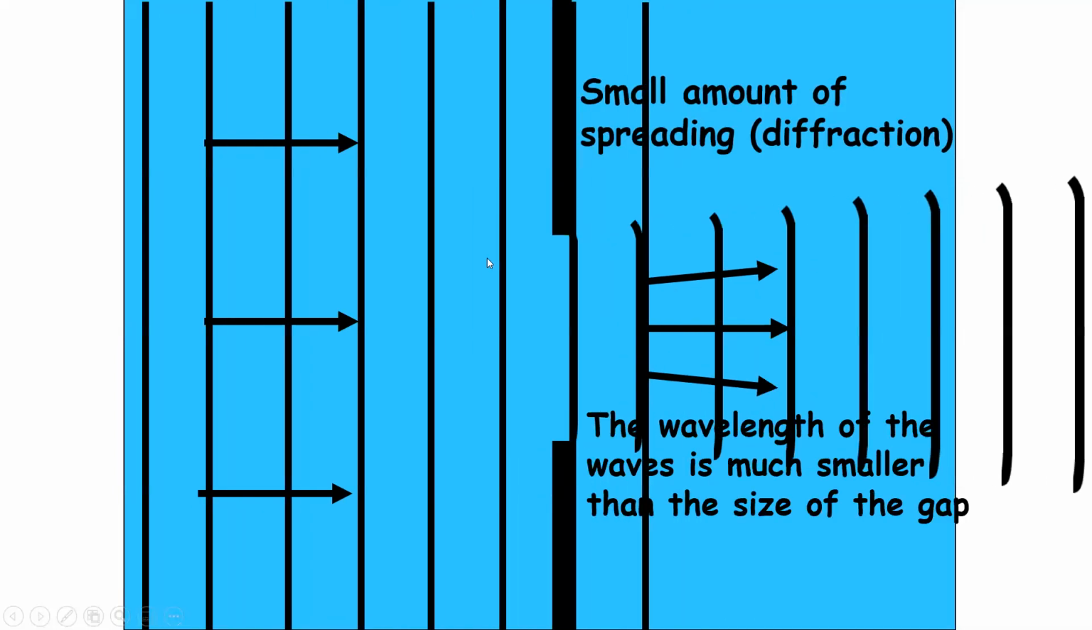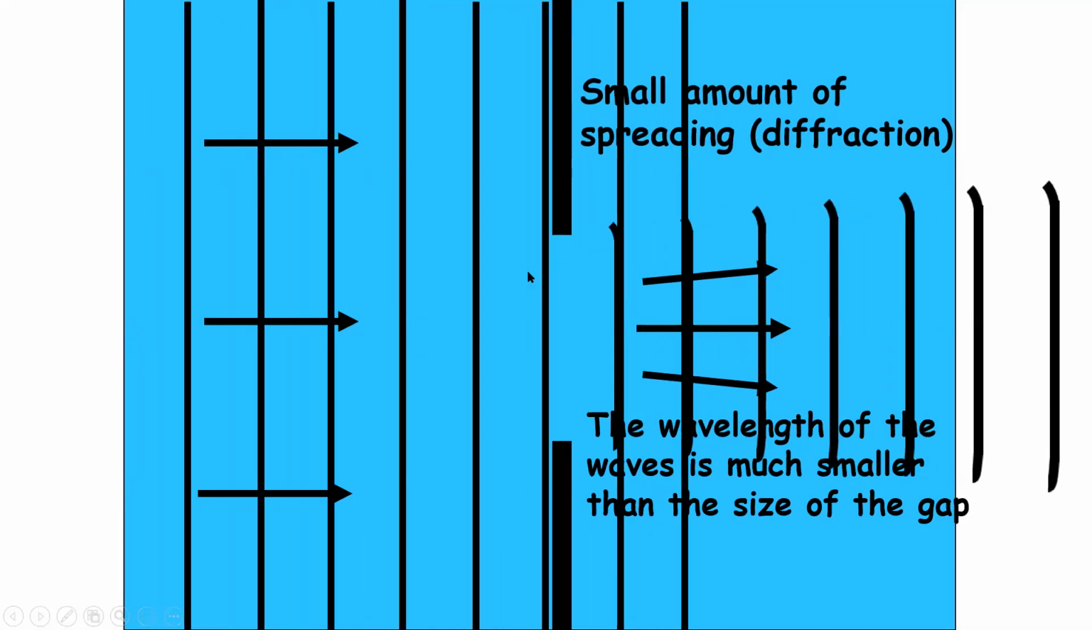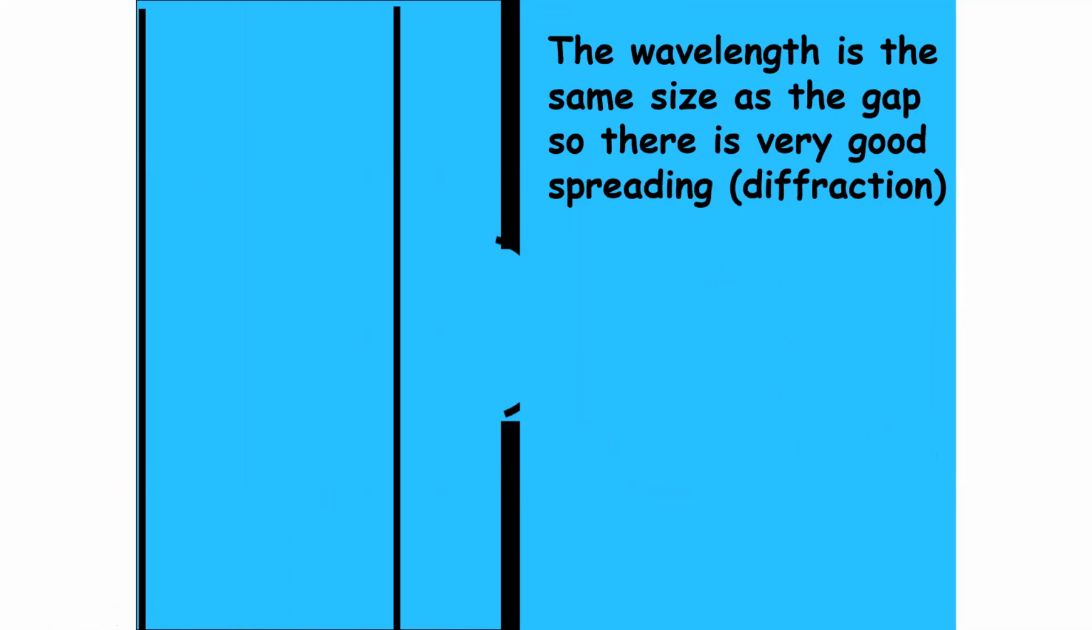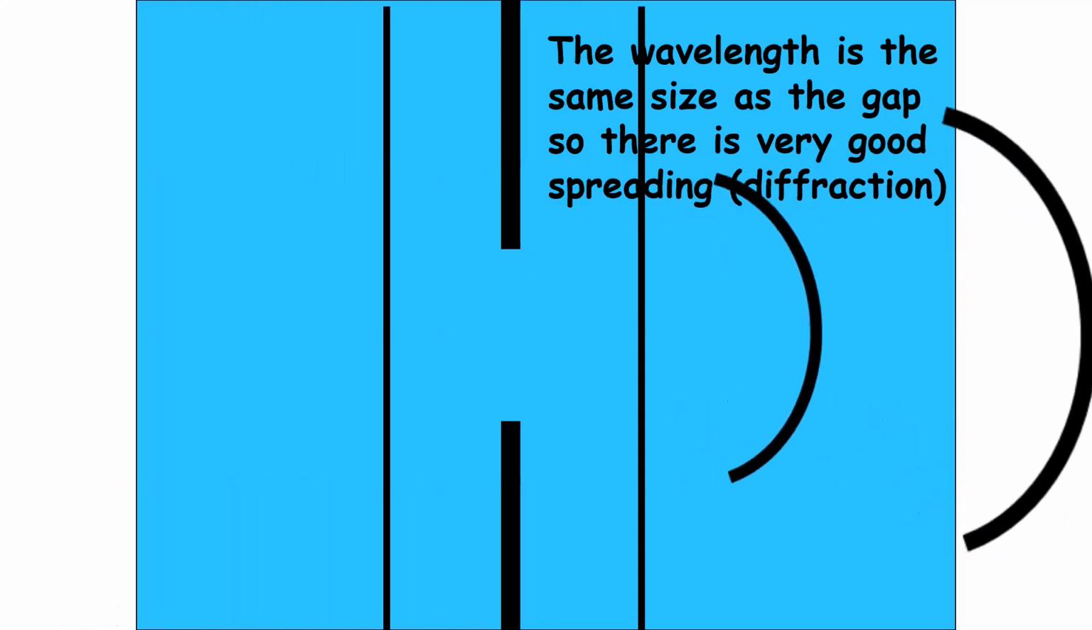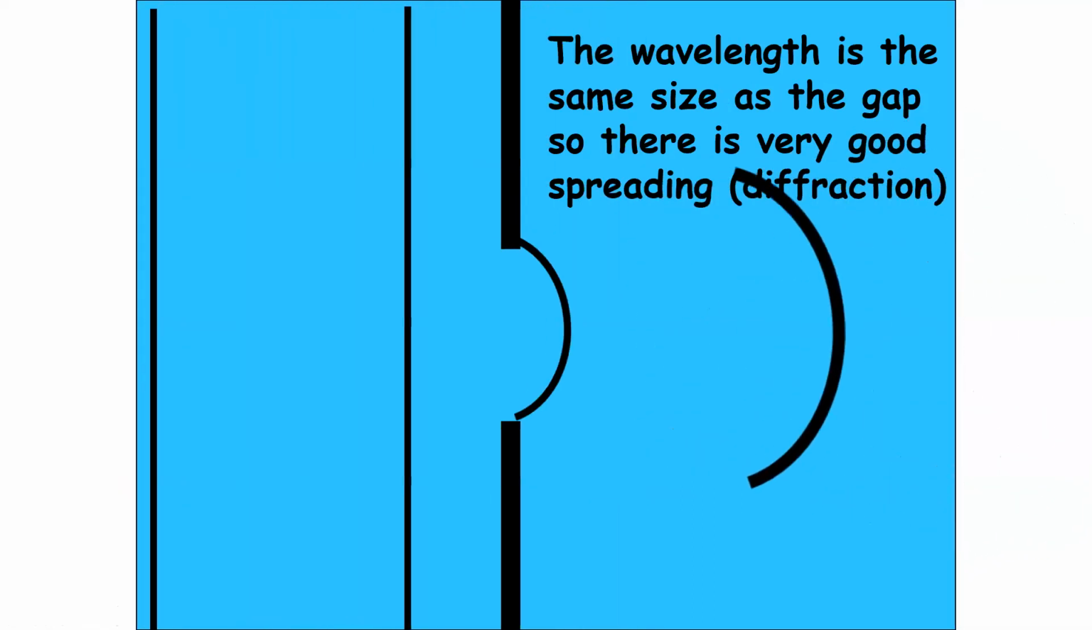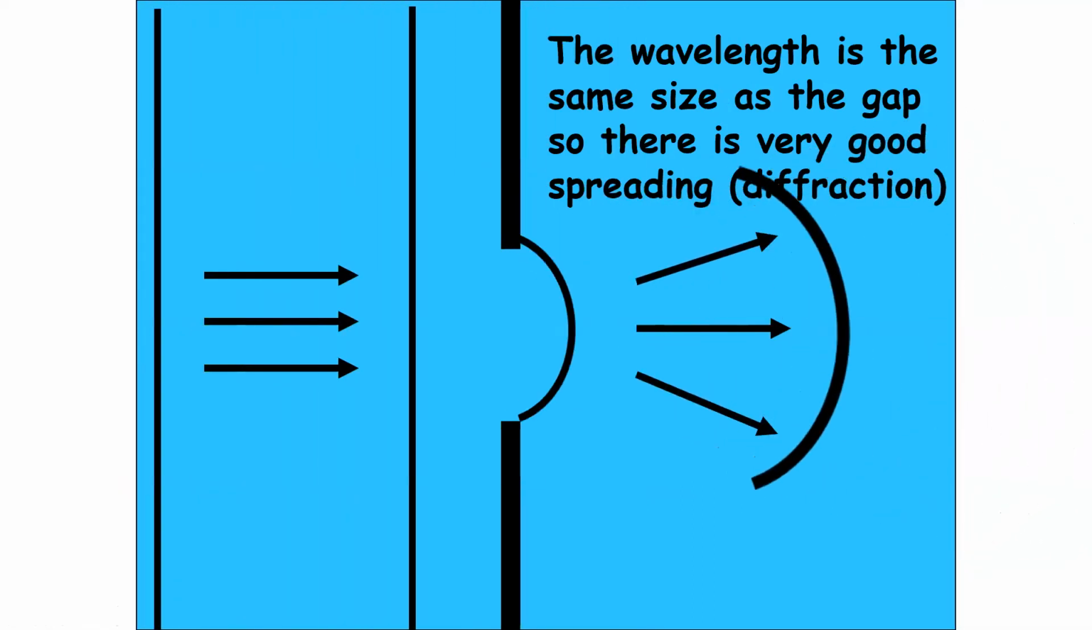The wavelength of the wave is much smaller compared to the gap size. But if the wavelength is the same size as the gap, there will be a greater amount of diffraction, or a greater amount of wave will spread out. We call that maximum diffraction.